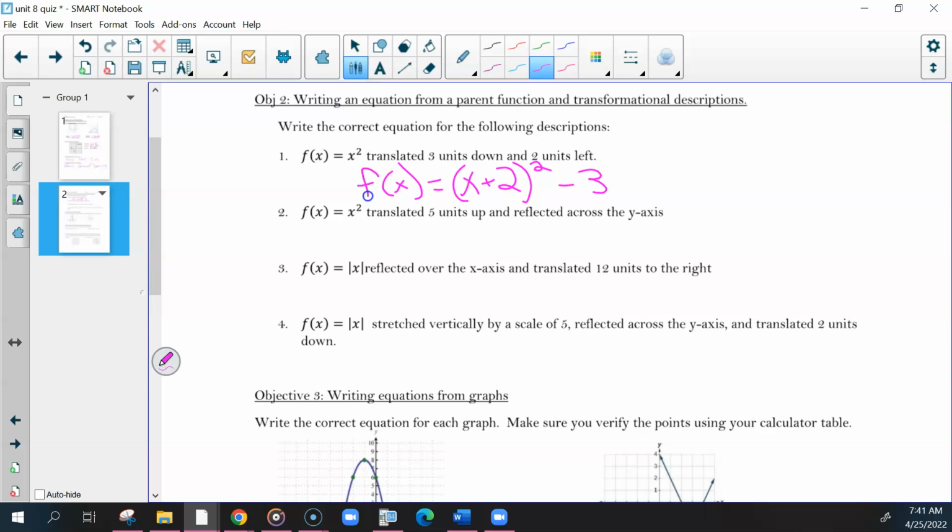Second one, translated 5 units up, was outside, reflected across the y-axis is doing this. So that's a horizontal transformation, so that's inside. So you would have negative x inside parentheses, square on the outside, plus 5 on the outside as well.